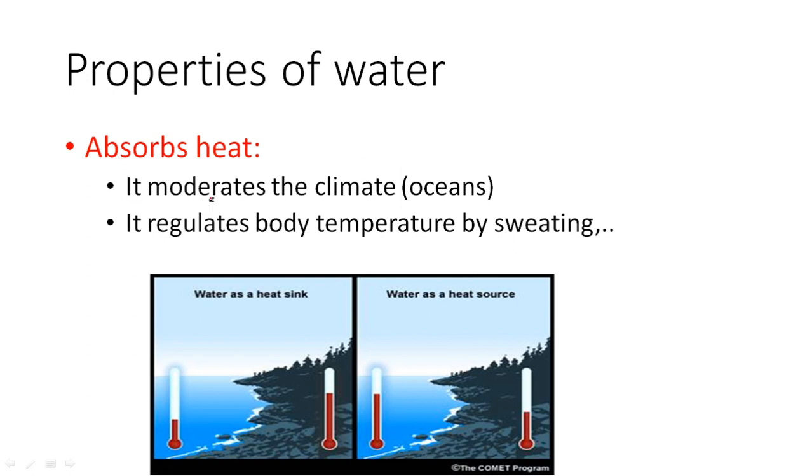It moderates the climate. Okay, so in the areas close to the sea, the range of temperature is narrower, is shorter. And if we are far from the ocean, the temperatures during the year change a lot.